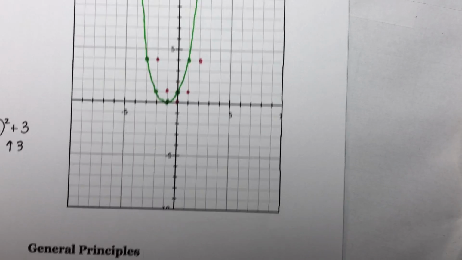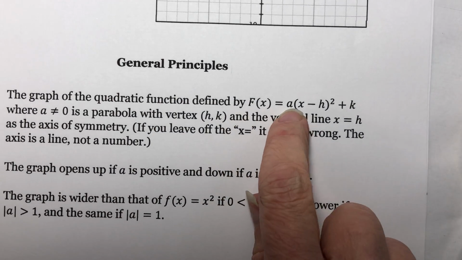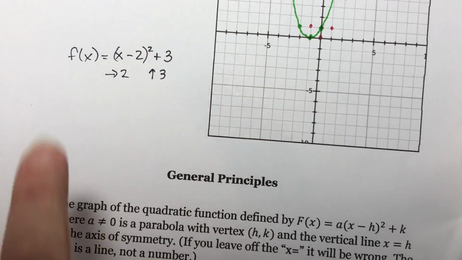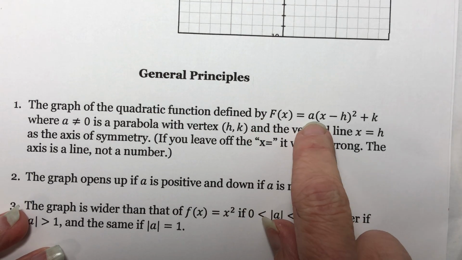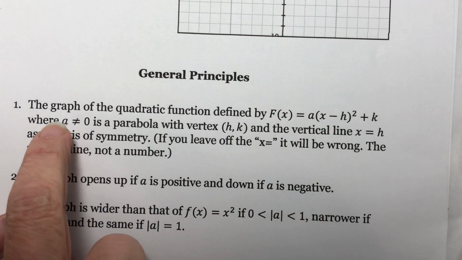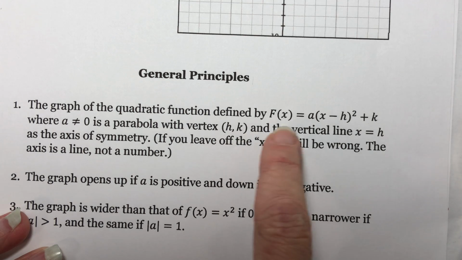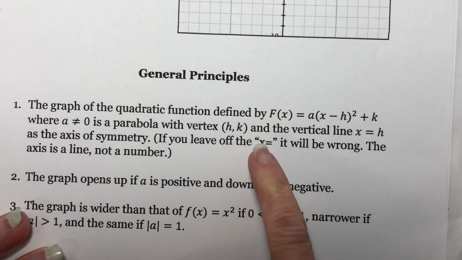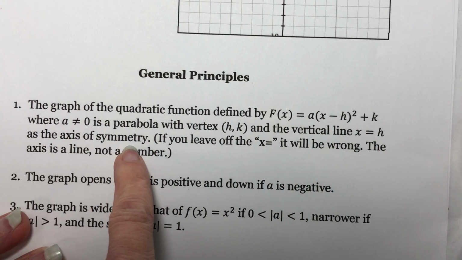So here's some general stuff. The graph of the quadratic function defined by this. Notice there's a number in front. I had a 1 right here. The graph of the quadratic function defined by f of x equals a times (x minus h) squared plus k, where a is not equal to 0, is a parabola with a vertex (h, k). This is going to be like a multiple shift like I just showed you. And the vertical line x equals h is the axis of symmetry.